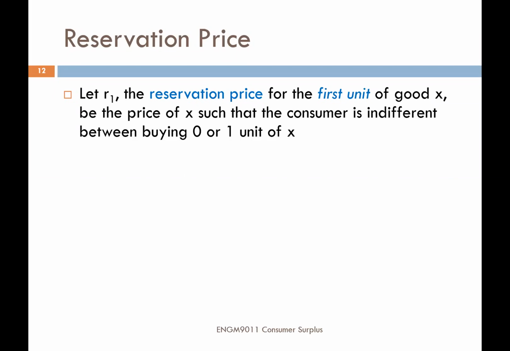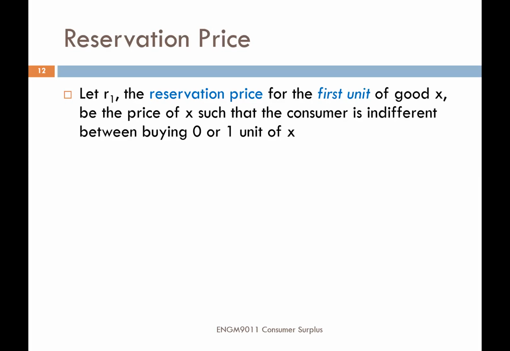So you can think of it, the price is so high, you say, no thanks, it's too expensive. And the price keeps coming down and down and down. You say it's too expensive. And then it hits the point where you just say, oh, okay, now I don't care whether I buy 1 unit of the good or don't buy any. I'm indifferent. It's just a level of that price. So we call that price for the first unit the reservation price for the first unit, and we denote it by R subscript 1, all right?